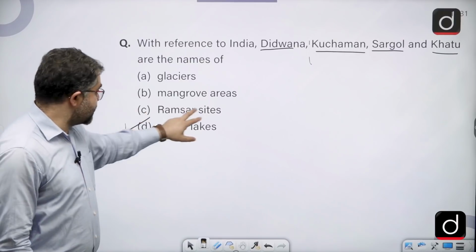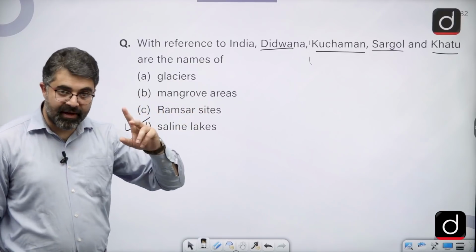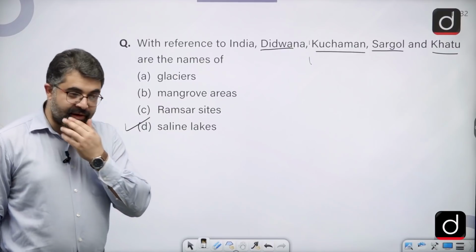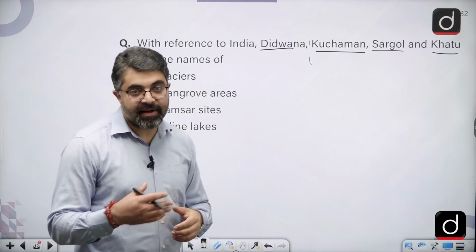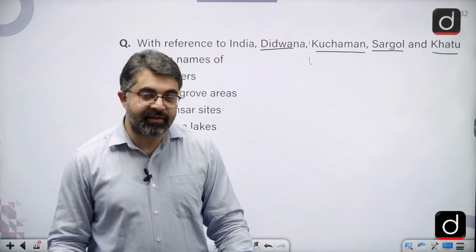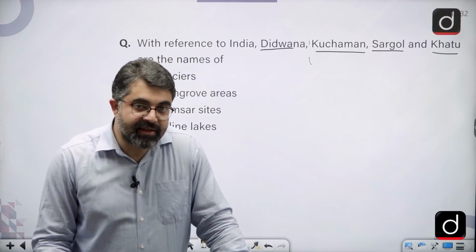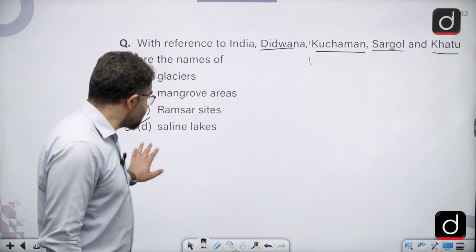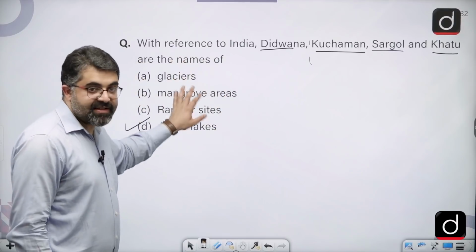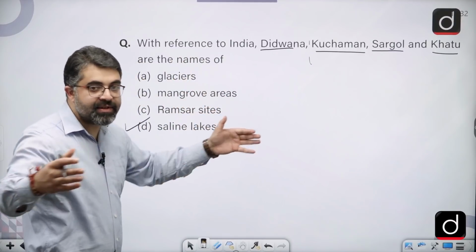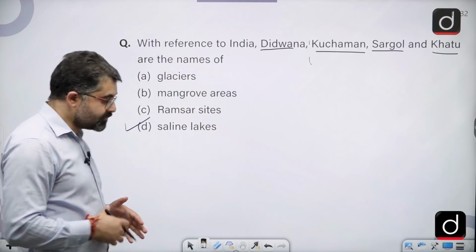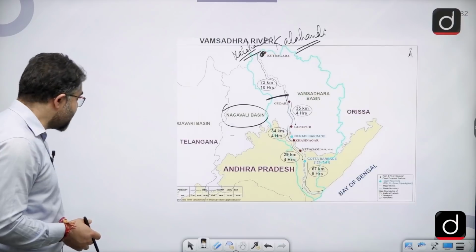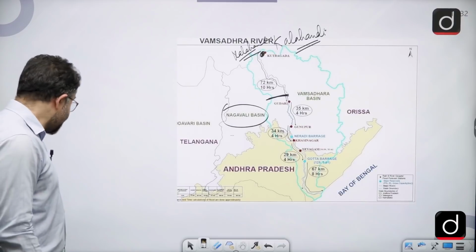There was also a question which could have given rise to some conflict or confusion: Ramsar sites. Because if you understood that Didwana is a lake and then there's Ramsar, you see that, okay, no, it is not in the Ramsar convention. All these lakes are not in the Ramsar convention, so it is not a Ramsar site. Rather, these are salt lakes that we see in the Rajasthan region, adjoining to the Sambar lake. And Didwana is a very famous lake used for the production of salt as well.